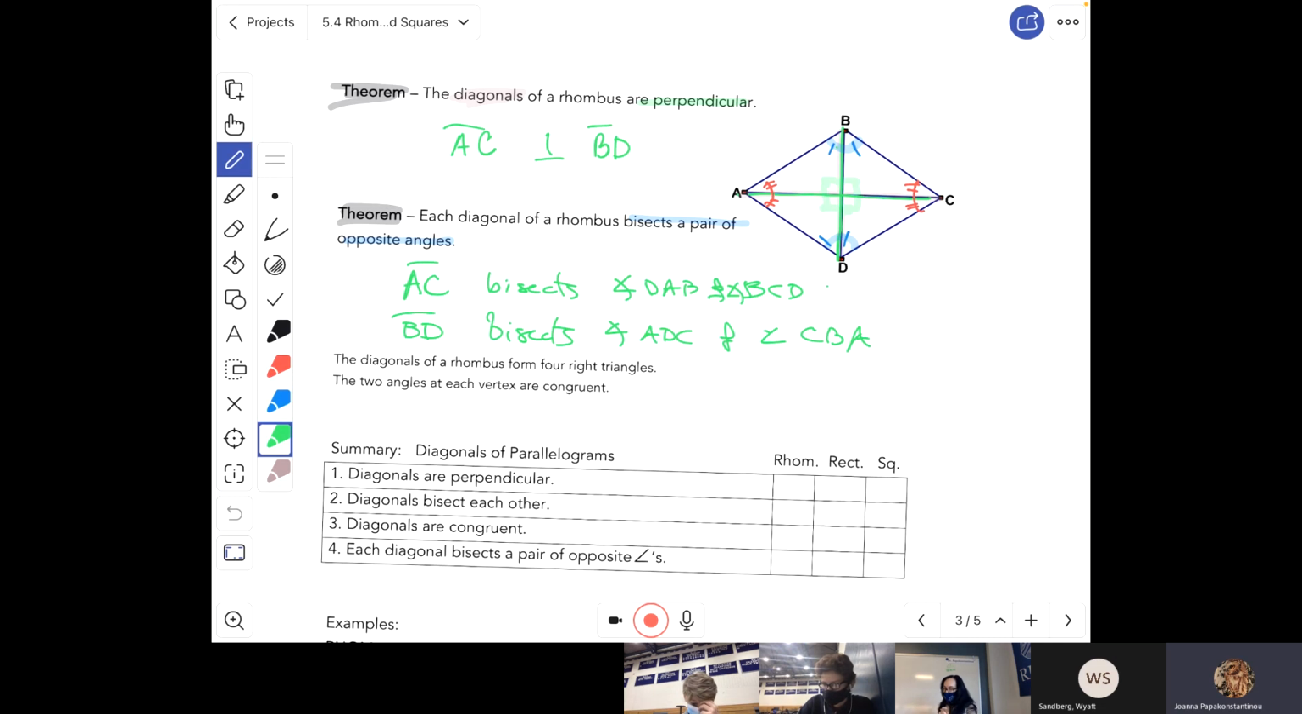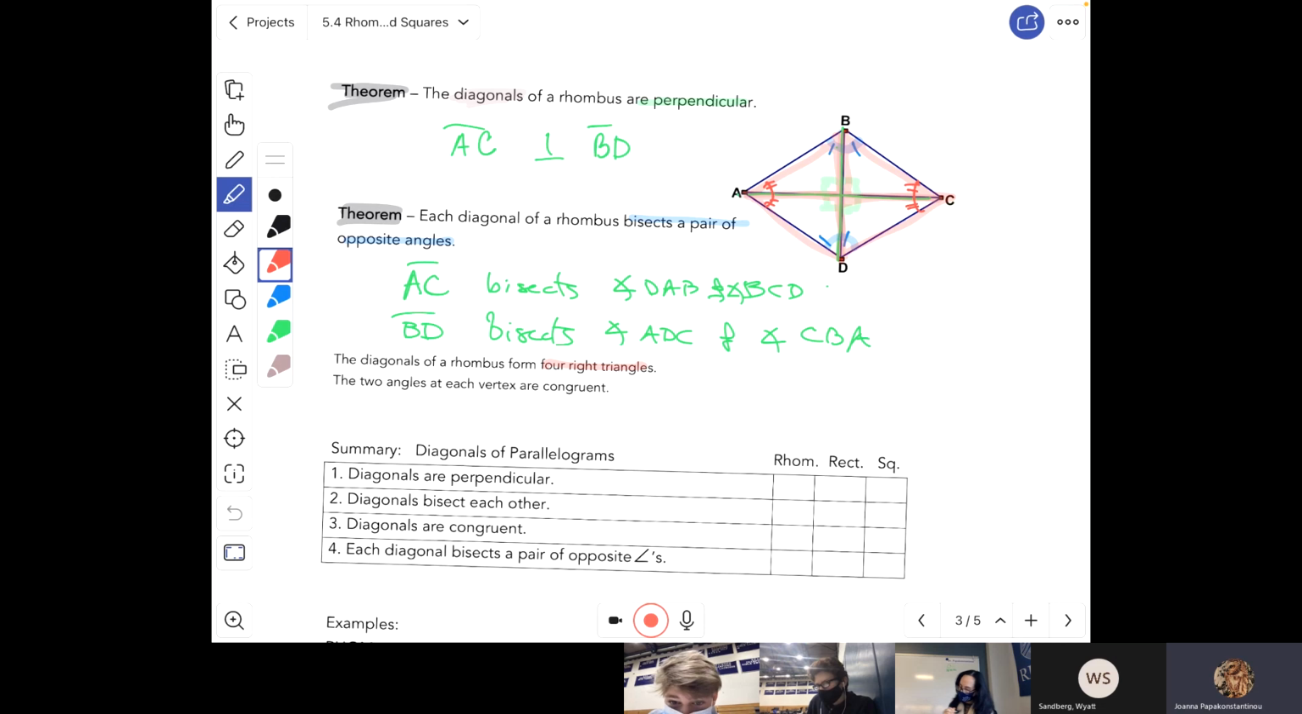The diagonals of a rhombus form four right triangles. Yeah, that makes sense, right? So there's a right triangle. There's a right triangle. I see it. And the two angles at each vertex are congruent. We've already shown those.